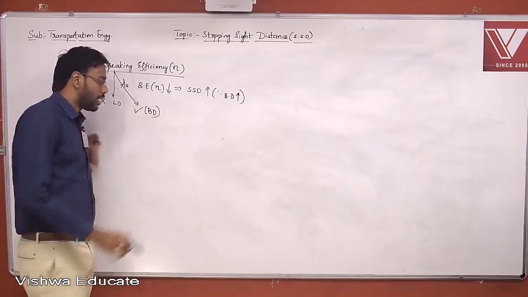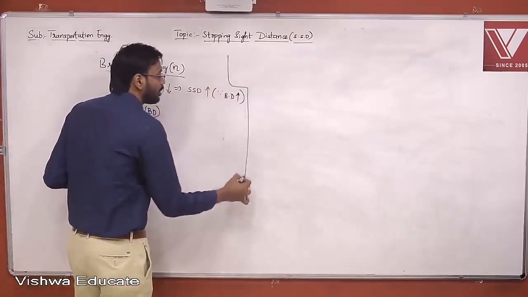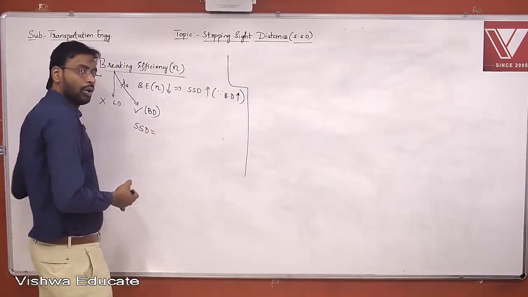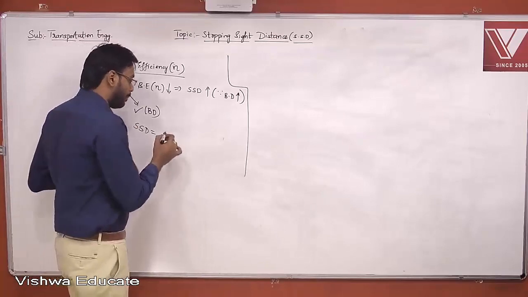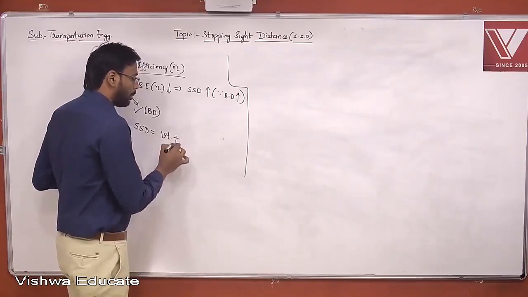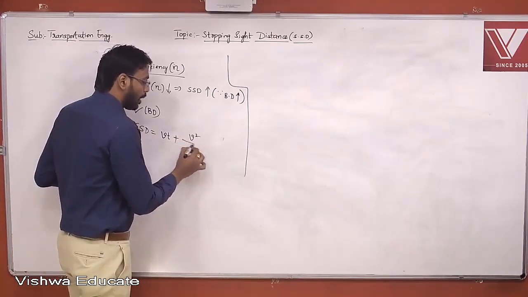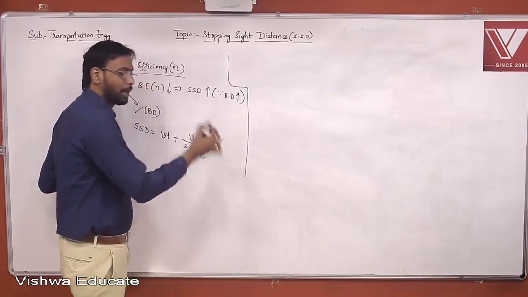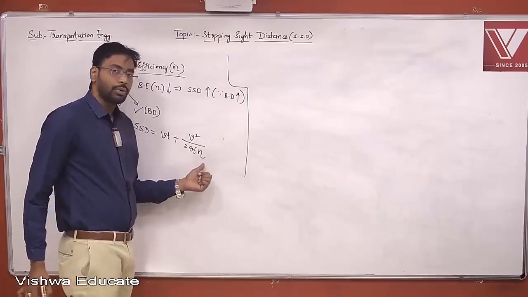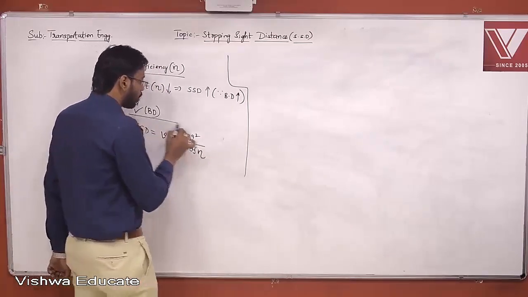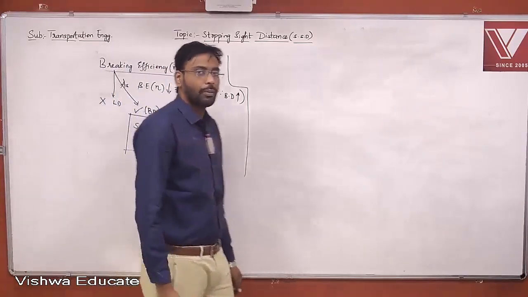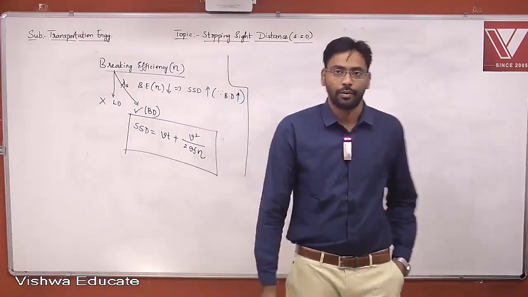Right? So that's why, if braking efficiency is given in the problems, then stopping sight distance is equal to lag distance, which remains the same, V into T, plus V squared by 2gf into braking efficiency. So this is one of the cases, if the braking efficiency is given in the question.